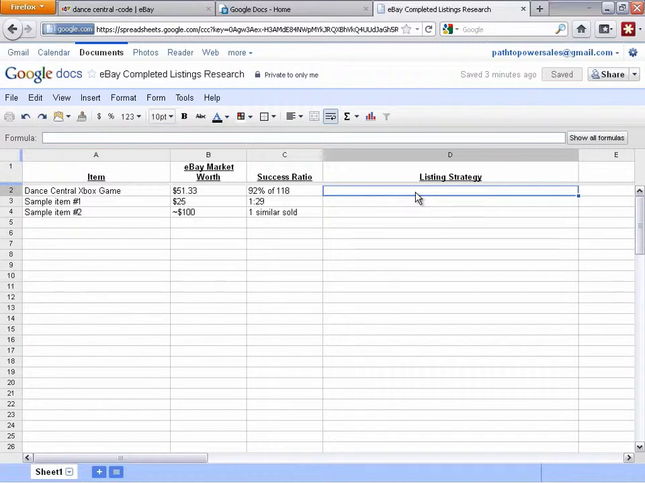Because I know that it has a high success ratio, I know that if I create a good listing, I will get plenty of potential buyers to my ad. Because of that, I want to create an auction style listing. Now, the duration of an auction style listing can be 1, 3, 5, 7, or 10 days long.